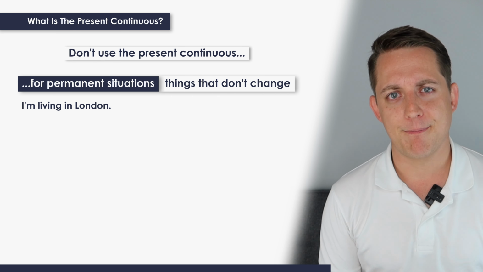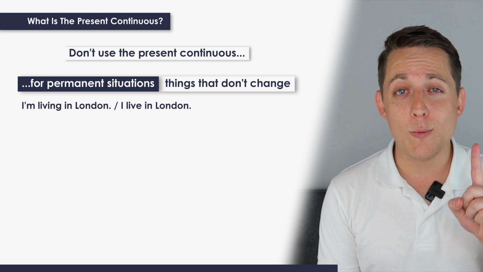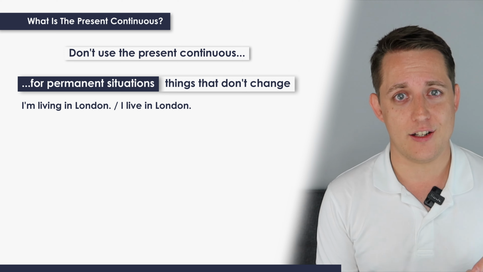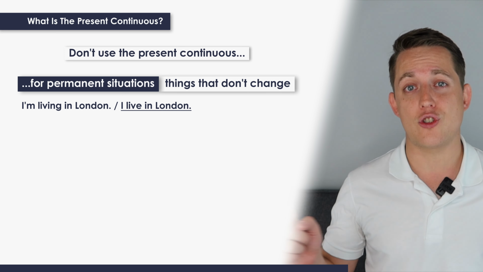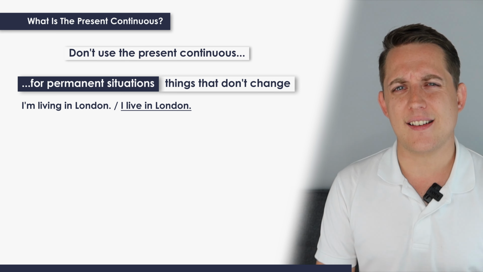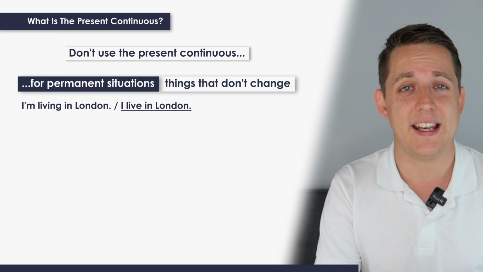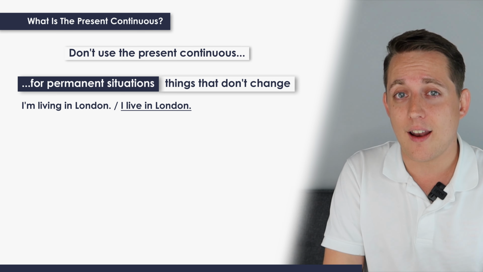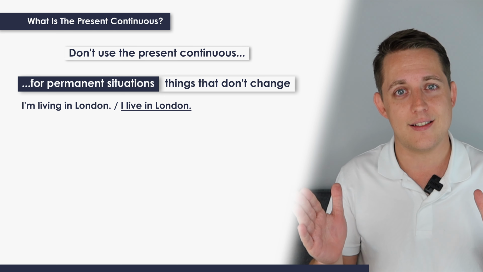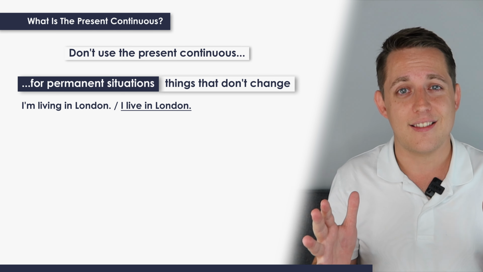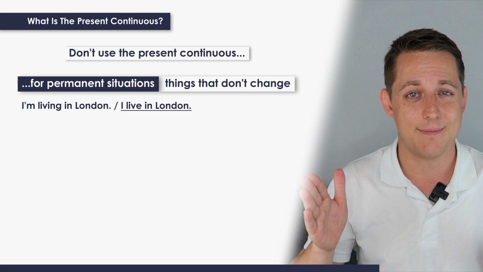Here are two sentences. I'm living in London. I live in London. Only one of these means it won't change. I live in London. We use the present simple for things that don't change. So this present continuous sentence, I'm living in London, has a slightly different meaning. It means I'm living in London, but I think I will move soon. Okay, it's not permanent. You use ing, continuous, when we're in the middle of something. It has a start and it has an end.